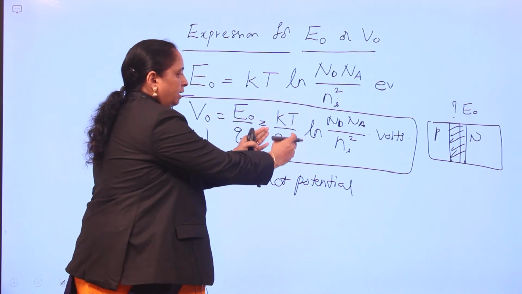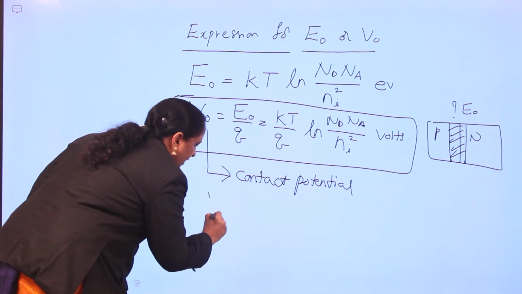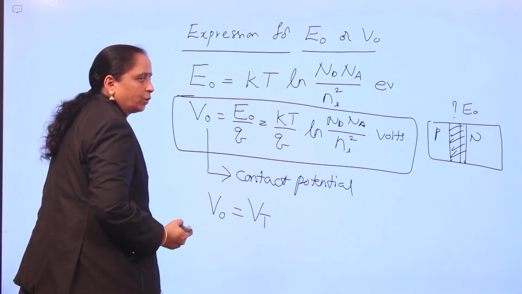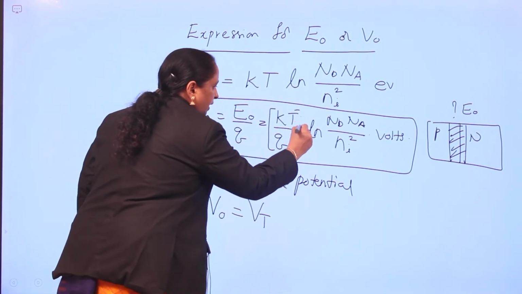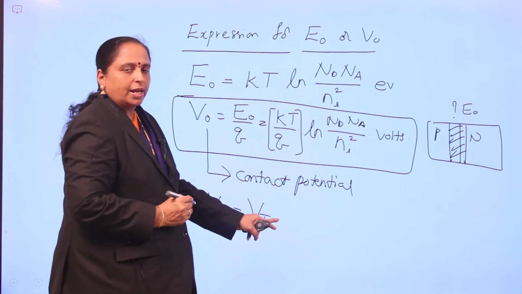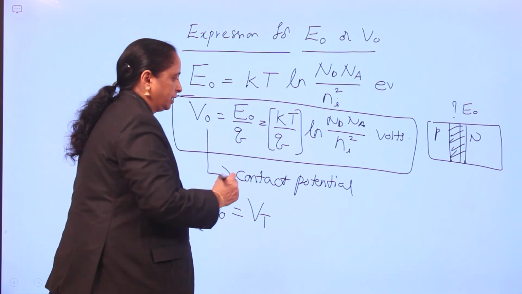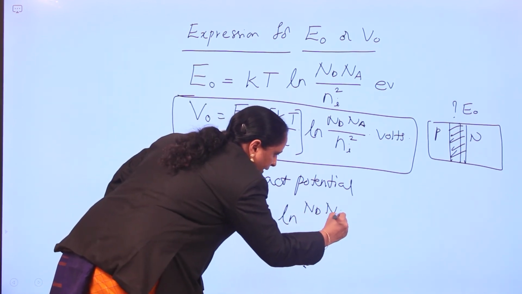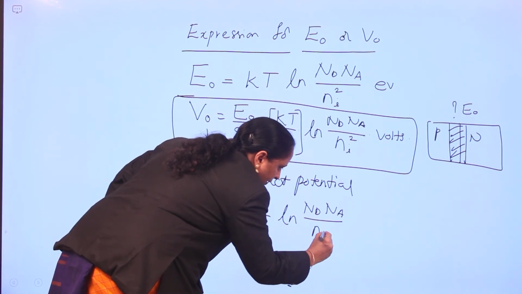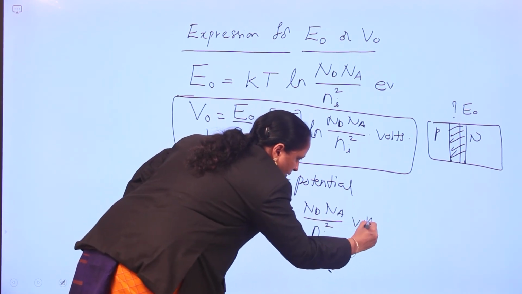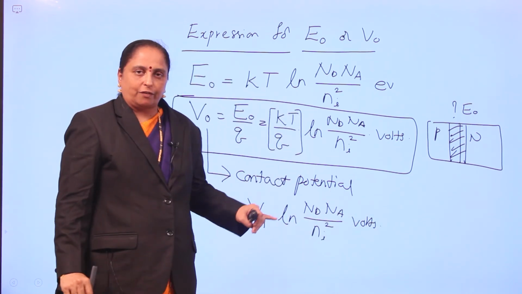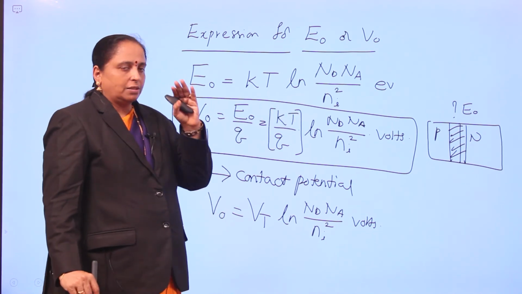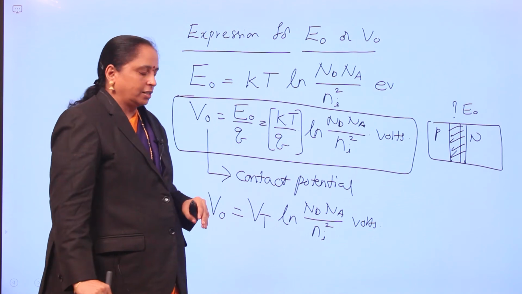Here the KT by Q expression we can replace with another one. V naught is equal to, we can replace KT by Q with VT. VT is known as the volt equivalent of temperature. So V naught is equal to VT ln ND NA by Ni square volts. So this is the final expression for the contact voltage or barrier potential, whatever name is given for the junction formed by a PN junction diode.